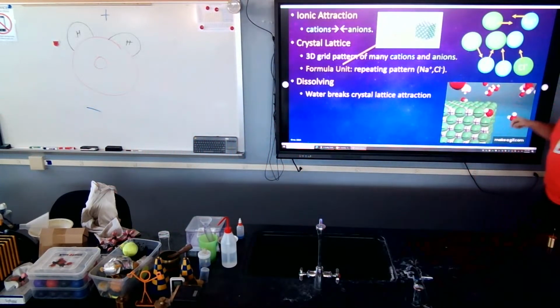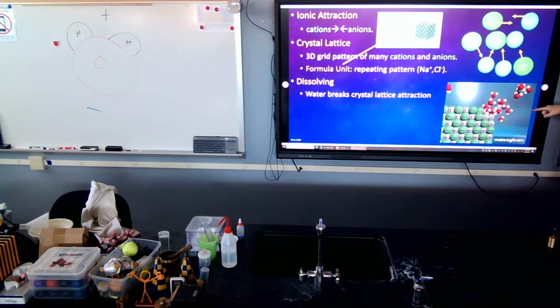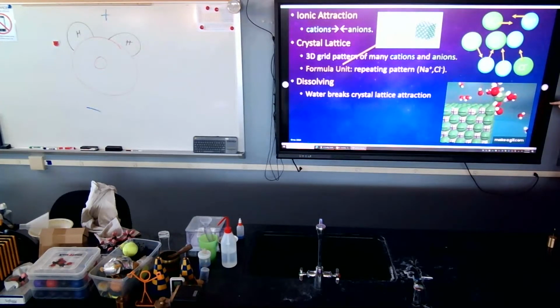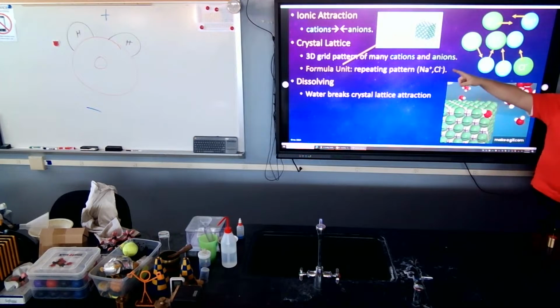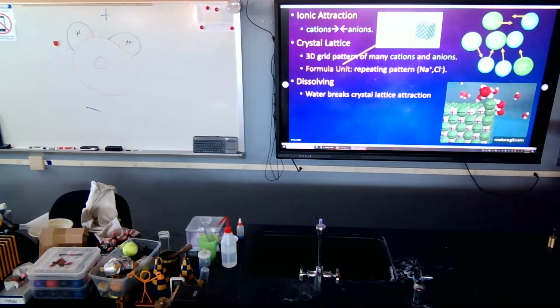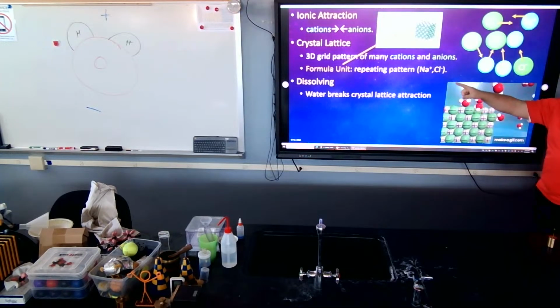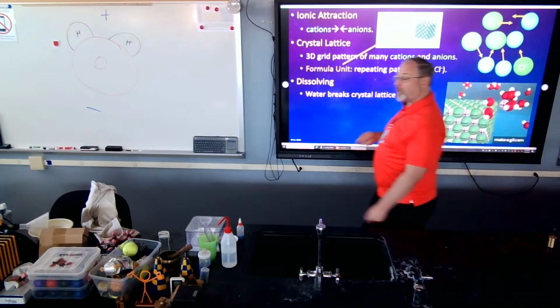Well, what happens, you'll notice here, what do you notice about all the water molecules around the green chlorines? They stick to the green. Yeah. The negative chlorine ion gets surrounded with the positive end of the water. And notice the positive sodium. The positive sodium gets surrounded with the negative end of the water. Kind of like opposites. Exactly. So this is how water dissolves things.